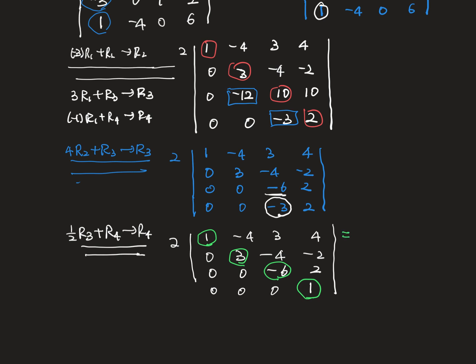This determinant is going to be 2 times 1 times 3 times -6 times 1. So this one is going to be -36, guys. We use row operations to reduce to echelon form, then you find the determinant.